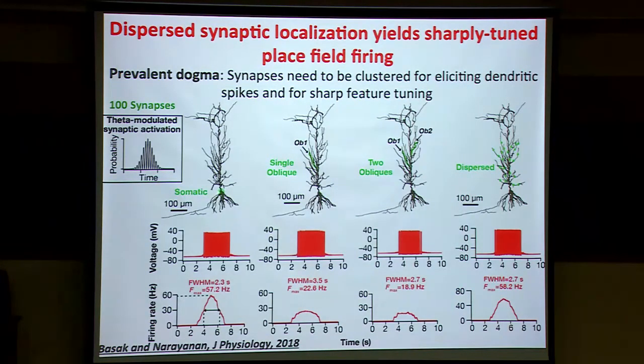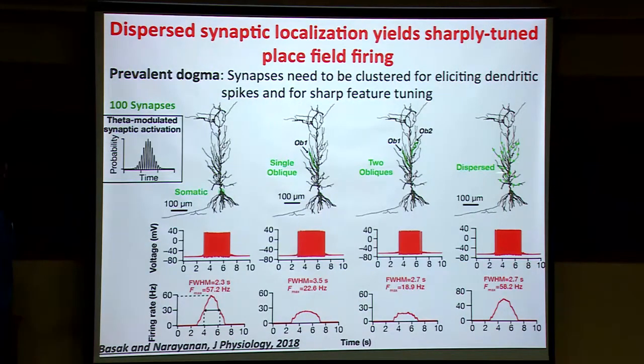Right? So if you had all the synapses coming onto the cell body, then, I mean, it's all on the cell body, and therefore you have a sharp tuning over here. On the other hand, what we expected to find was if you have it on a single oblique or in two obliques, because of the generation of dendritic spikes, you will have a sharp tuning. In contrast, what we found was that it was flat, right? So compared to what you see over here, you see that the firing rates are lower, and you have a much more shallow tuning of place over here.